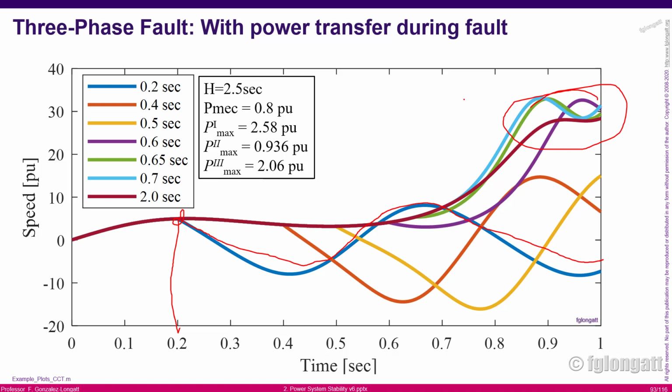You must be careful with the clearing time. If the clearing time goes beyond the critical clearing time, your system will lose stability, and losing stability basically means two important things. The angle starts to increase like crazy, taking off like a jet, and so does the rotor speed. Okay.